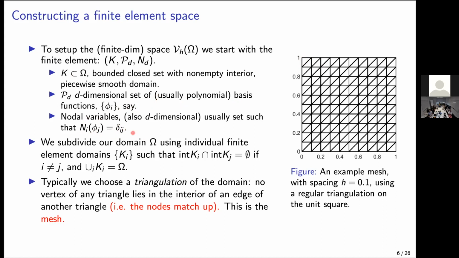So then the next thing we do, as you would imagine from this diagram, is subdivide your omega, your problem domain, into a set of different triangles such that they don't overlap. And when you join them all up, you get omega, or a close enough approximation to it. And typically when you're doing finite element methods, you're going to choose a triangulation of this domain so that no vertex of any triangle lies in the interior of another triangle. And this just means that the nodes match up, so you don't end up with a node over here or a node down here. All the nodes match up. And this is what you classically see in images of FEM simulations as the mesh of the system.